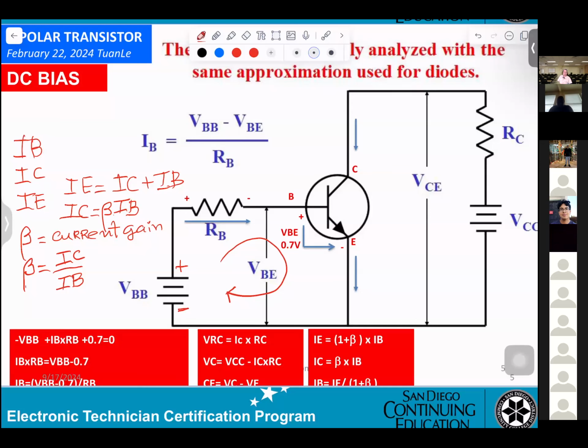First thing you can calculate, okay, IB, calculate the IC, IE, okay? And also you can calculate the VRC, okay. That means the voltage across RC here, VRC, or the voltage across RB here. Okay. They already given to you here. You need to get to it.